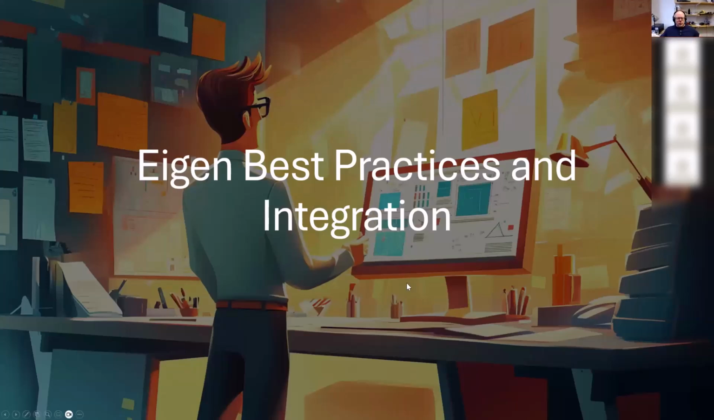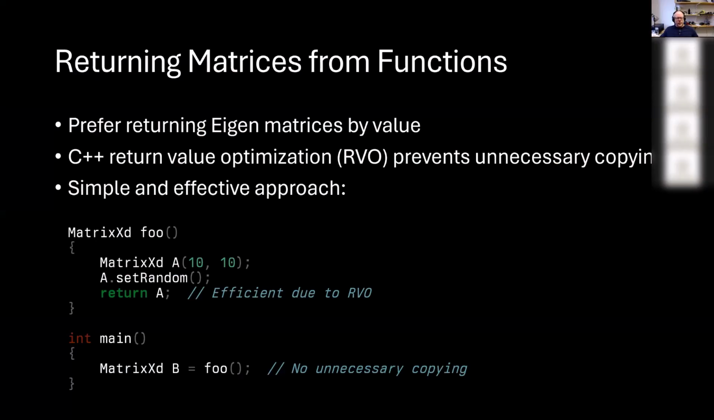So there are some best practices and points I have to make when you want to start integrating with Eigen in your own codes. The first one I think is important here: when you're returning Eigen matrices from a function, return them by value. If there are small matrices, that is not a big thing. The compilers can optimize for that.